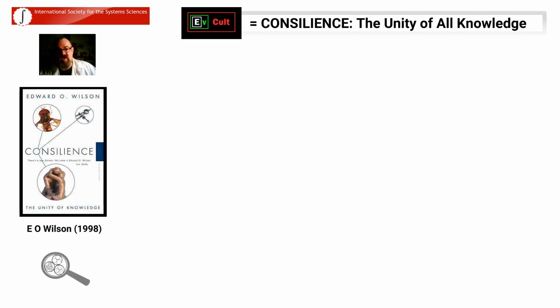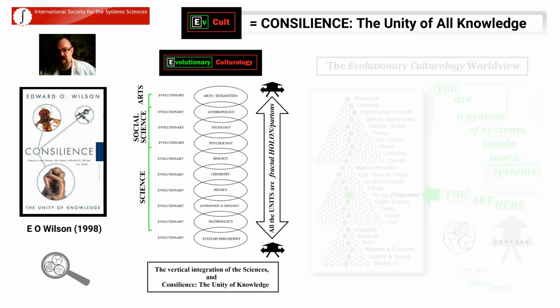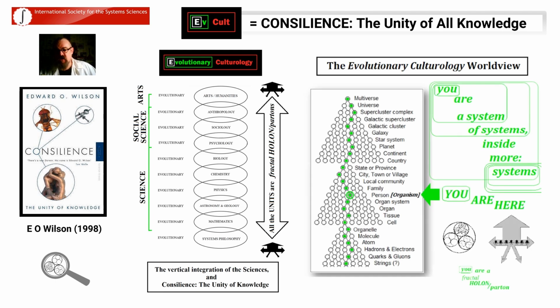And that leads to consilience, the unity of all knowledge, as referenced in E.O. Wilson's 1998 book, Consilience, the Unity of Knowledge. So there you have the vertical integration of all the sciences, including the arts and humanities, right up the top there. And that leads to the Ev Cult worldview, showing the units on different scale levels there, about 30 scale levels there, from strings up through atoms, molecules, cells, tissues, organs, organism, like a person, up to country, nation, planet, solar system, galaxy, universe, multiverse. Next.